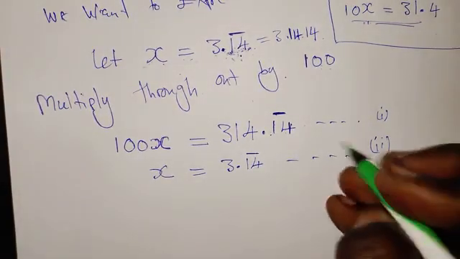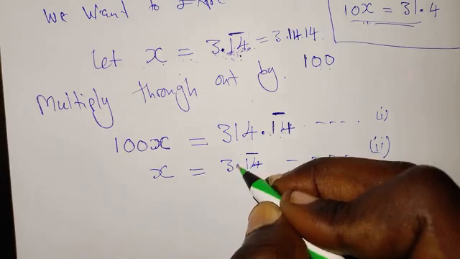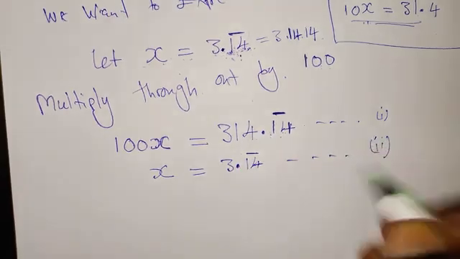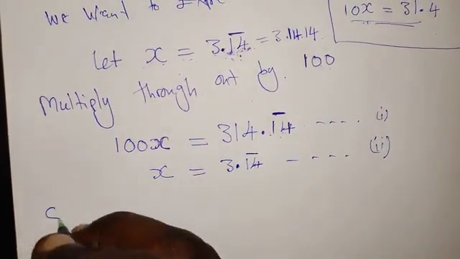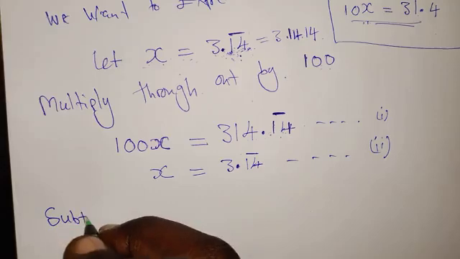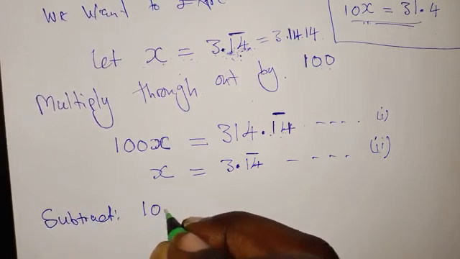What is our goal? Our goal is to have the same repeating numbers after the point. That is our goal. Next, what are we doing? We are now going to subtract.